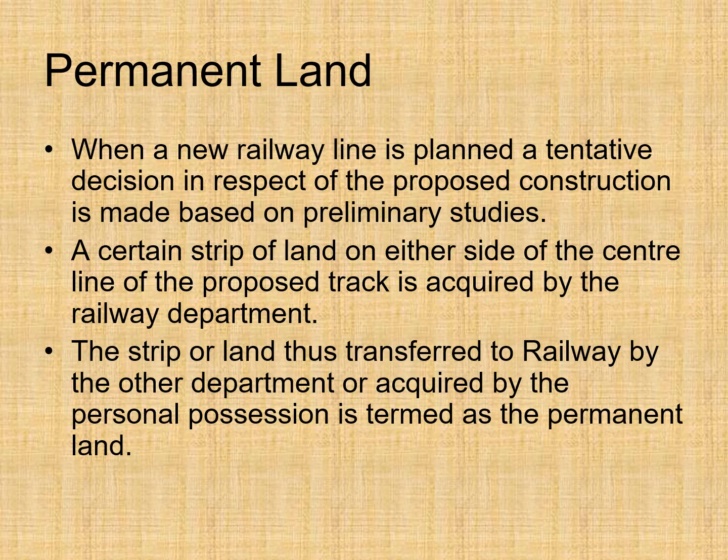First, look at the permanent land. When a new railway line is planned, a tentative decision in respect of the proposed construction is made based on preliminary studies. A certain strip of land on either side of the center line of the proposed track is acquired by the railway department. The strip of land thus transferred to the railway by another department or acquired by personal possession is termed the permanent land.